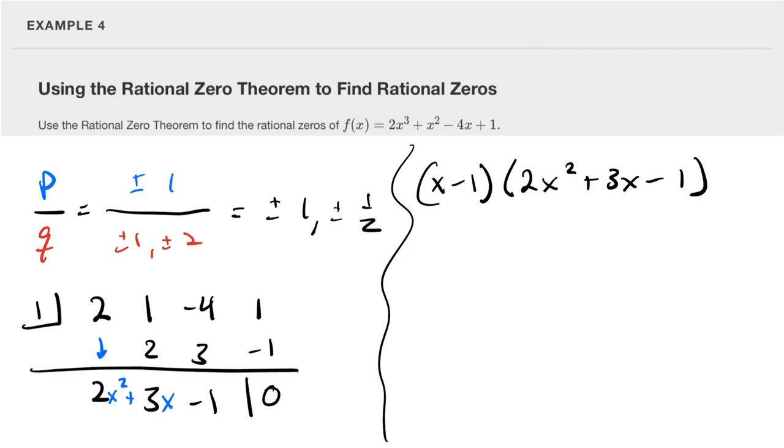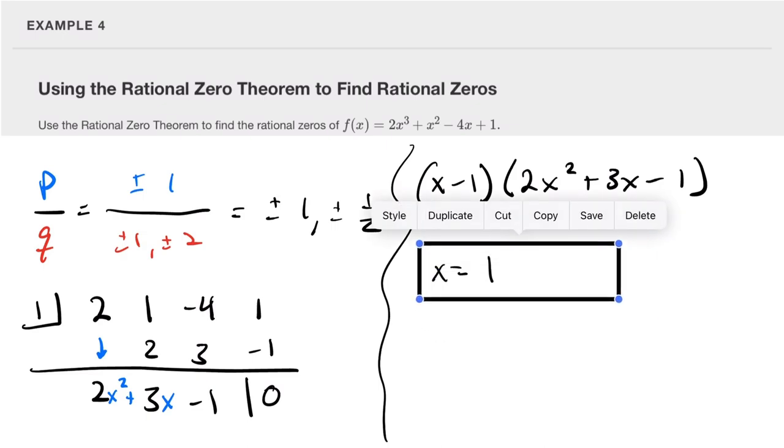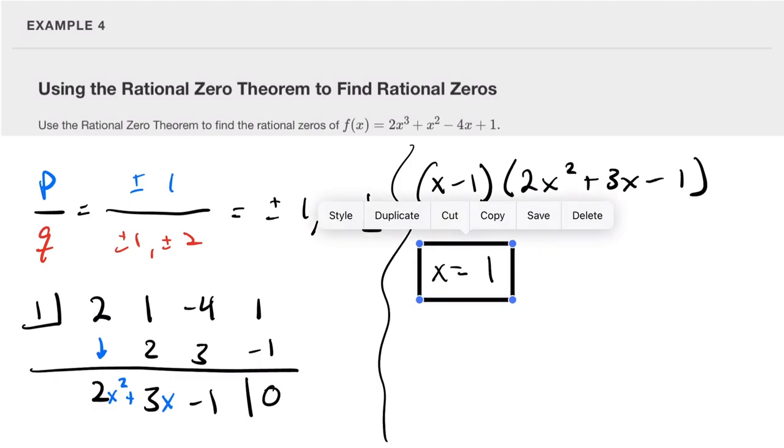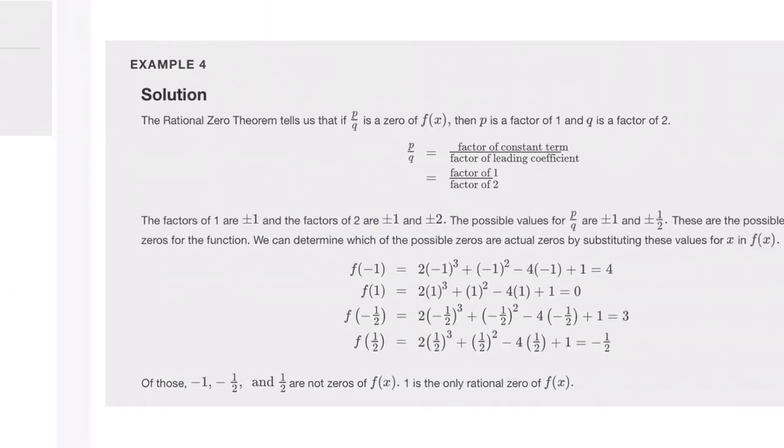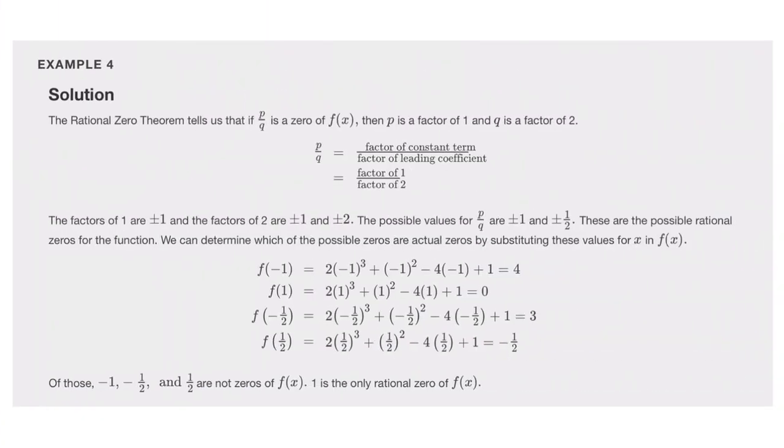2, 1, -4, 1, 2, 2, 3, -1, -1, 0. Yeah, the only rational zero we get is the first one, x equals 1. I think we do get a zero from the other one, but it's not rational. One is the only rational zero of this function.